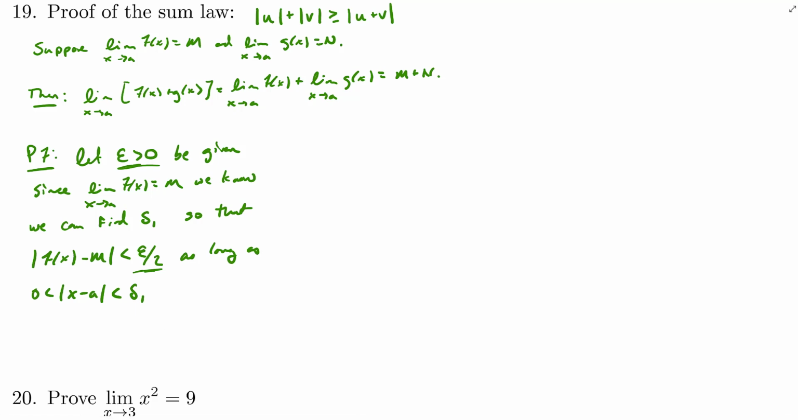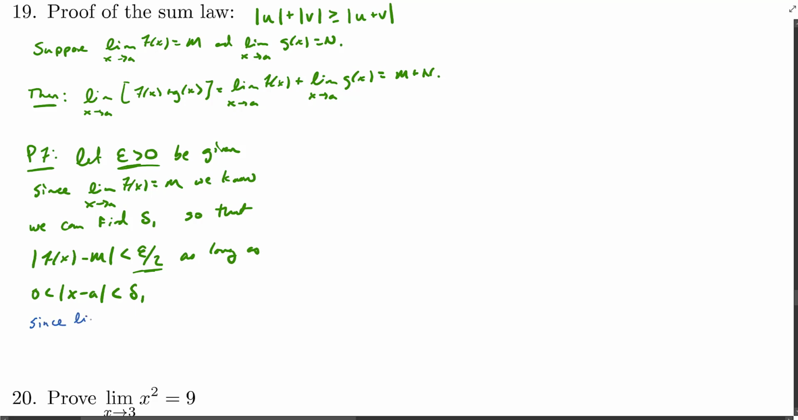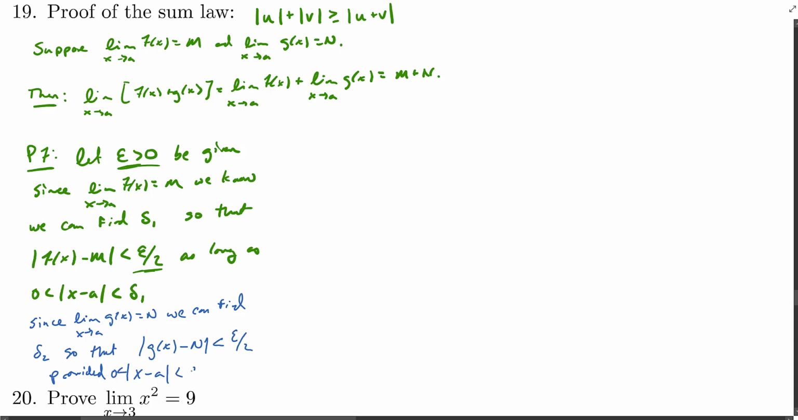The next part is exactly the same. Since the limit as x approaches a of g of x equals n, we can find a delta 2 so that the absolute value of g of x minus n, the distance between the y values of g of x and what we think the limit is, can be made as small as we want. In this case, I'm also going to pick epsilon over 2, provided 0 is less than the absolute value of x minus a is less than some delta 2.